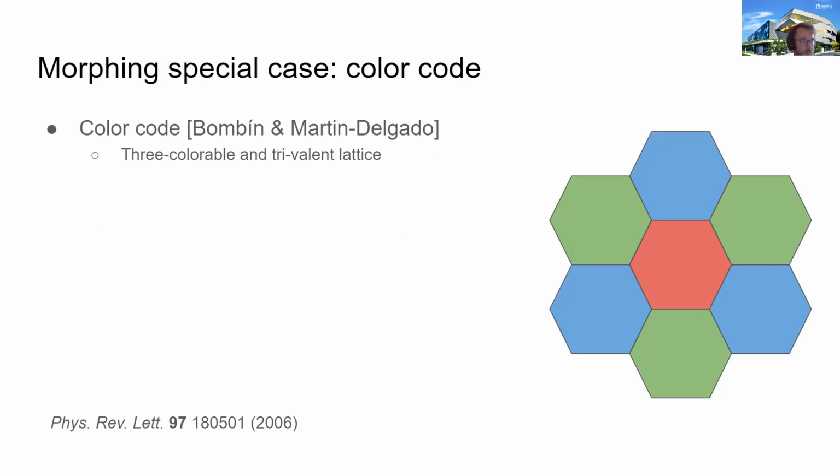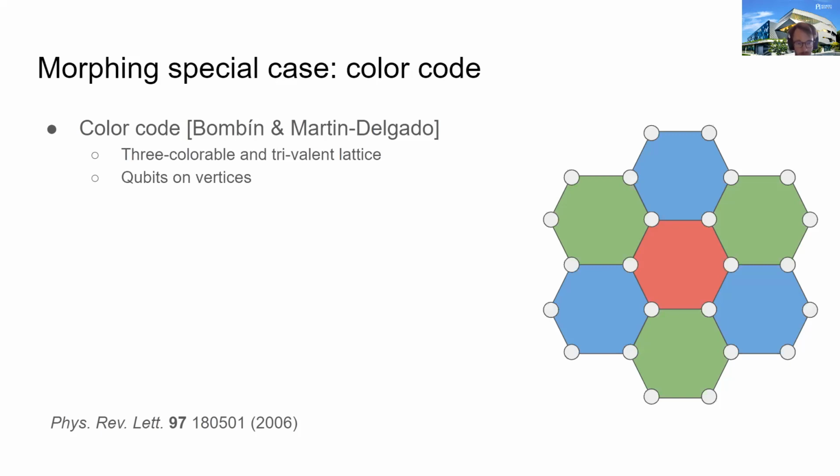So Thomas has already introduced this code, but I'm just going to give a quick review. This is the definition of the 2D color code, but of course it generalizes to higher dimensions. We start with a 2-dimensional lattice, which is 3-colorable and trivalent. 3-colorable means that each face can be assigned one of 3 colors such that no 2 faces sharing an edge have the same color, and trivalent means each vertex is in 3 edges. Now we place qubits on the vertices of this lattice, and we associate stabilizers with faces.